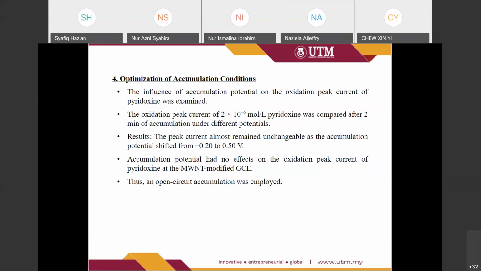The result shows that the peak current almost remained unchanged as the accumulation potential shifted from negative 0.2 to 0.5 volt. This shows that the accumulation potential had no effect on the oxidation peak current of pyridoxine at the multi-wall nanotube modified glassy carbon electrode. Therefore, an open circuit accumulation was employed.